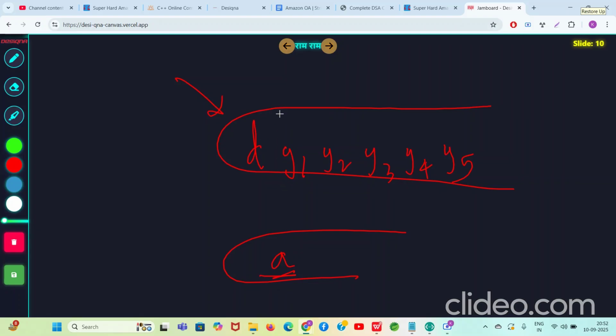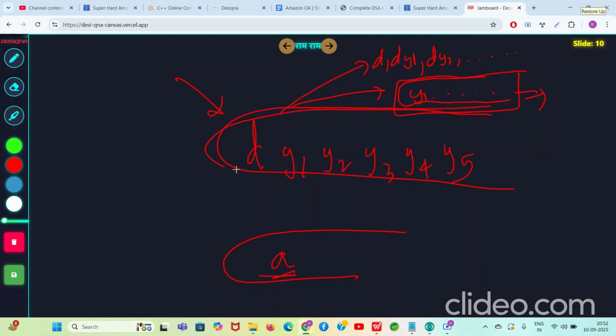There are two types of subsequences, right? One are all the subsequences which include d, like d, then d comma y1, then d comma y2, and there are many possibilities in that. And another is the ones which do not include d. We know the answer for this already, because when you are calculating the answer for d, y1, y2, y3, y4, y5 and this a, it means you have already calculated for y1, y2, y3, y4, y5 and a. So that thing you don't need to worry about. I'm asking about this part when the d is forcefully included.